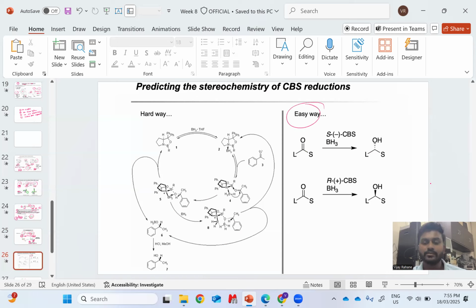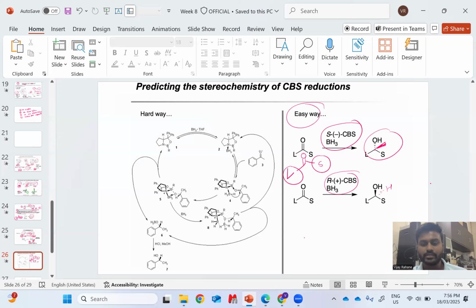You do it in this fashion: write the ketone with the larger group on the left-hand side and the smaller group on the right-hand side, and just add, let's say, the minus CBS. Then you can directly mention the hydride will be on the beta and the hydroxy on the alpha in the product. And if you use the plus CBS, you can write the product with the hydroxy group directing beta.